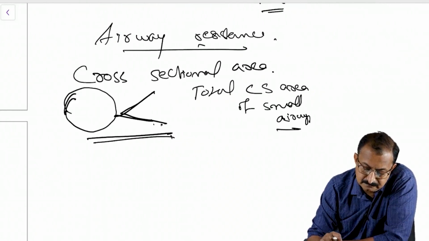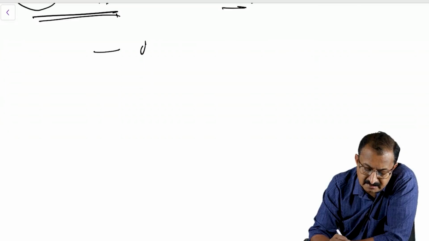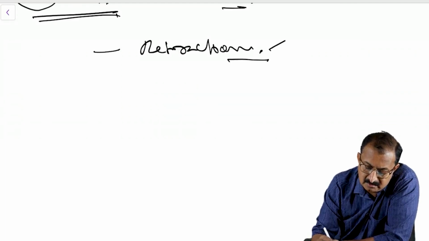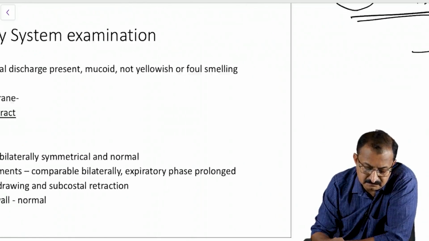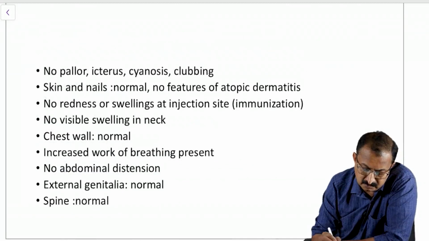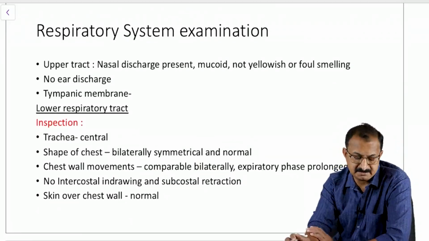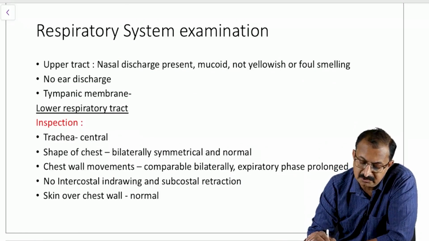Other manifestations apart from flaring of alae nasi, you can get retractions, chest retractions, it may be intercostal or lower chest retractions. So here there is increased work of breathing, no abdominal distension, external genitalia normal, spine normal. In the respiratory system examination, for the upper respiratory tract, as mentioned, there is nasal discharge, which is mucoid, not yellowish or foul smelling.